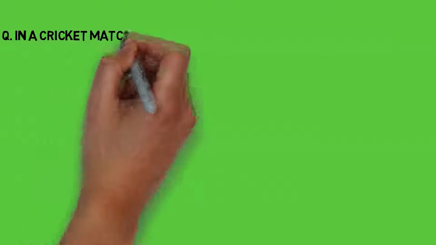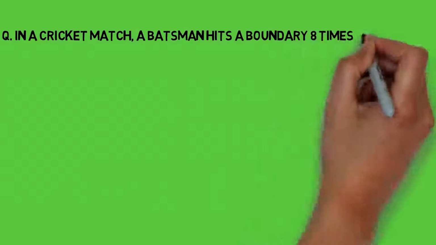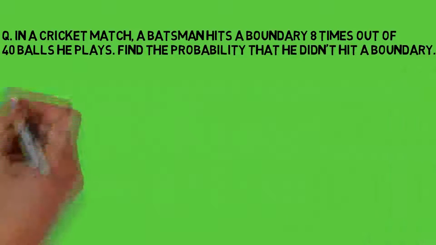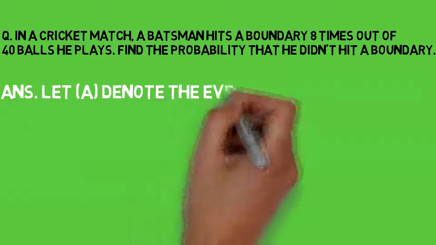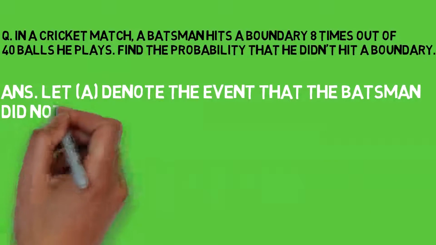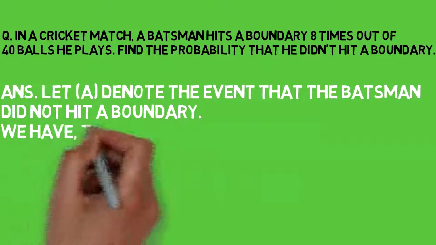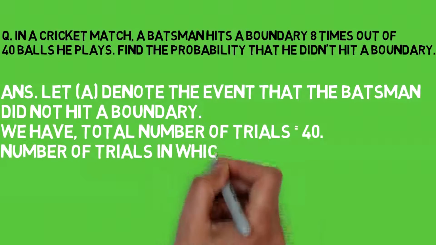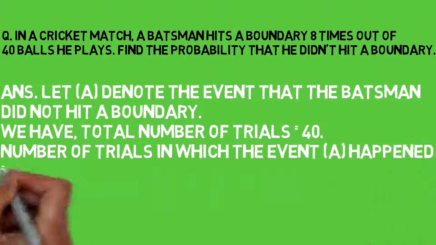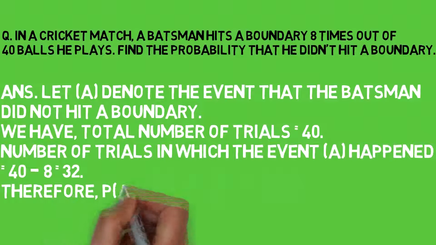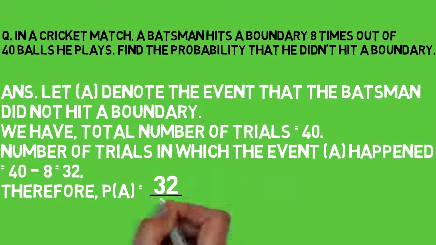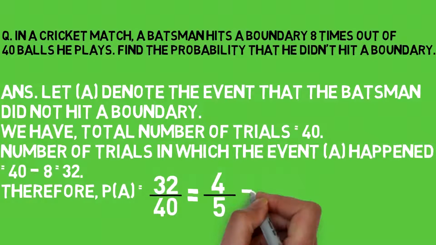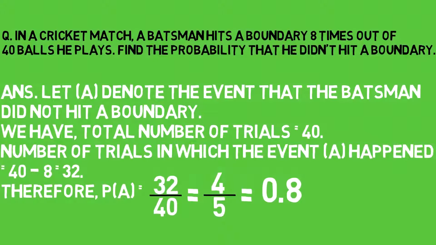In a cricket match, a batsman hits a boundary 8 times out of 40 balls he plays. Find the probability that he didn't hit a boundary. Let A denote the event that the batsman did not hit a boundary. We have total number of trials equals 40. Number of trials in which the event A happened equals 40 minus 8 equals 32. Therefore, P(A) equals 32 upon 40 equals 4 upon 5 equals 0.8.